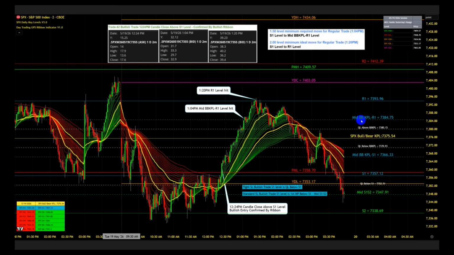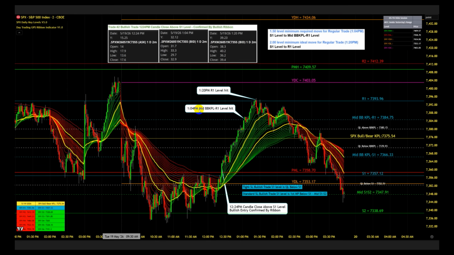The 1.5 level is going to be this mid BB-KPL R1, and the 2 level minimum ideal move is going to be the R1 level, as that is 2 full levels away. In this case, there is no micro scalp opportunity because there is no contextual level that happens to occur before the bull bear key price level before the one level move. So in this particular case, there is no micro scalp opportunity, and you only have the regular scalp opportunity after the one level move.